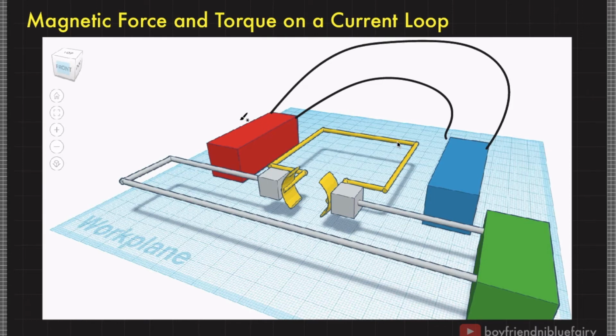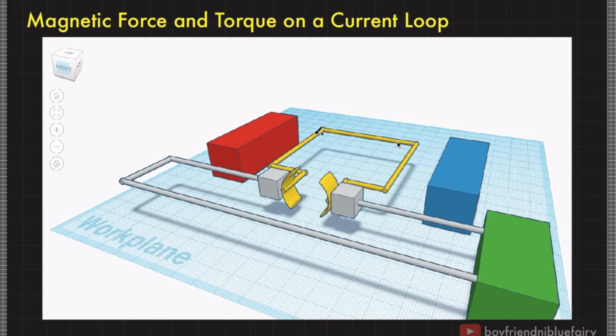This red block here is the north pole of this magnet, and this blue block here is the south pole of this magnet. So if these two blocks are magnets, you can visualize magnetic field lines coming from this red block towards this blue block. So let's assume that this magnetic field is uniform. Just imagine there is magnetic field emanating from the red block towards the blue block.